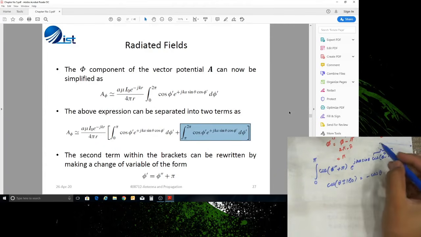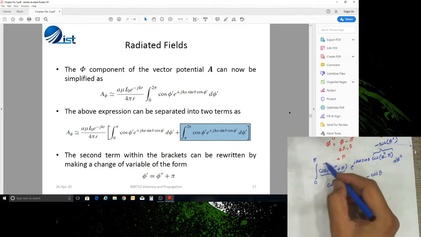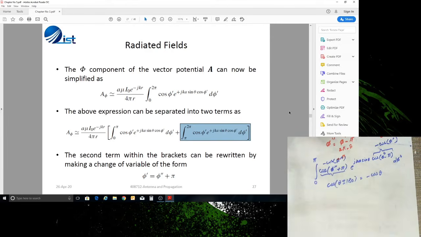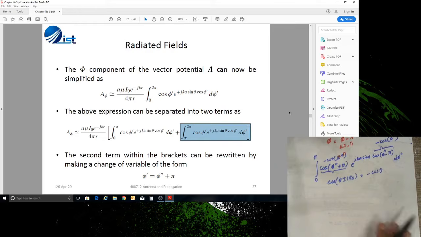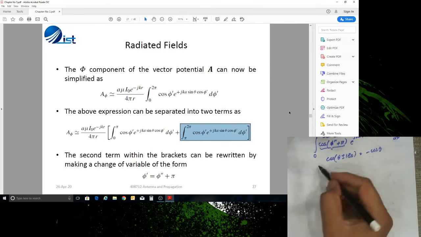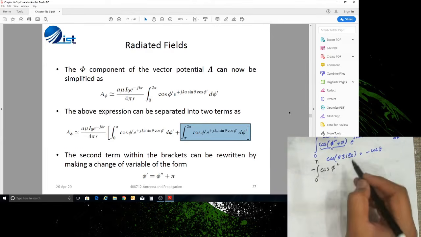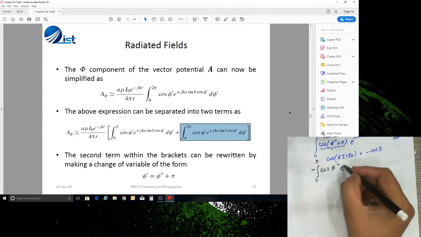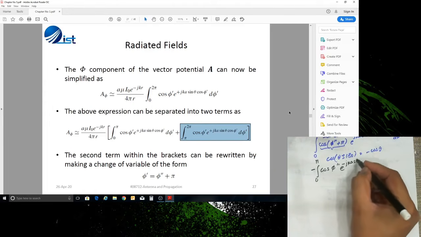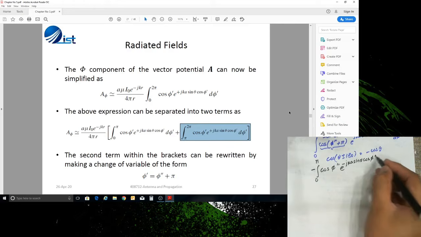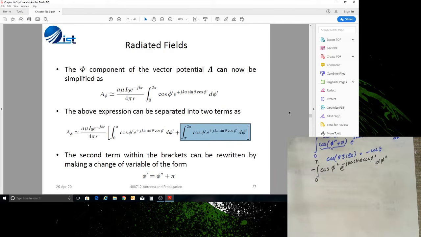This whole term will become minus cos of phi double prime, and again this whole term will become minus cos of phi double prime. So we can rewrite this integral as, this negative sign will come out, minus 0 to pi cos of phi double prime e raised to power minus j k a sine of theta cos of phi double prime d phi double prime. Okay? So by applying this particular assumption, we have brought the second integral into the form of the first integral.